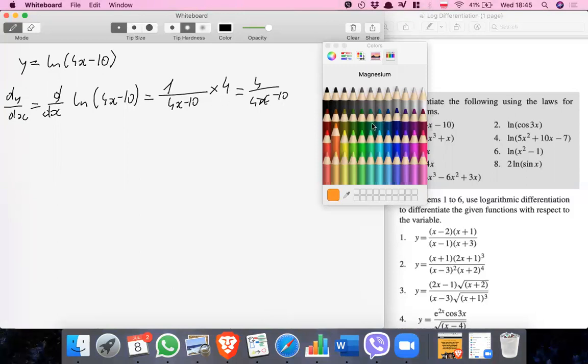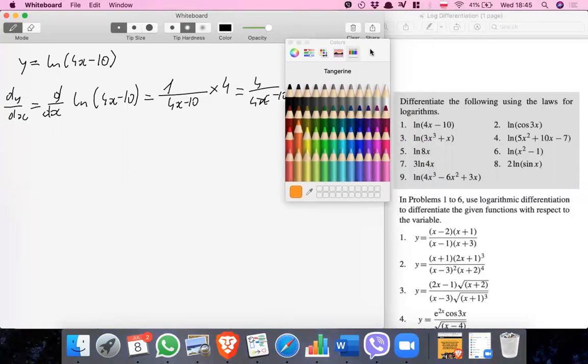And taking a look at the third one, a slightly more complicated version of the same example. So y is equal to natural log of 3x cubed plus x, and we want dy dx.